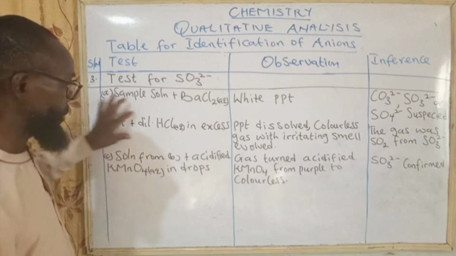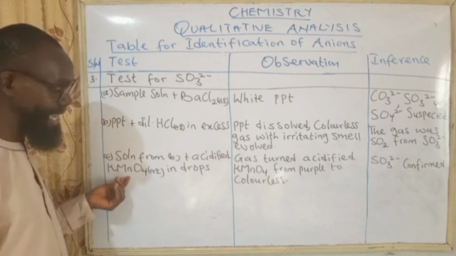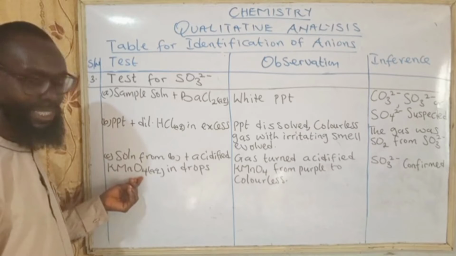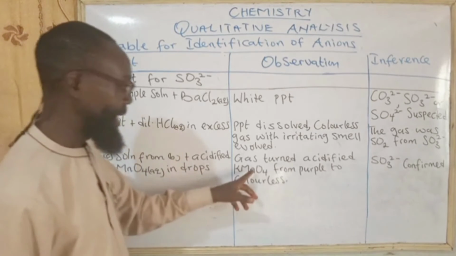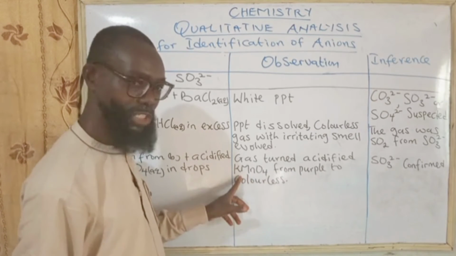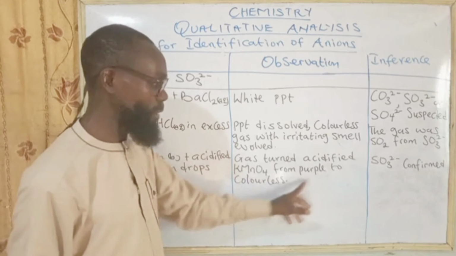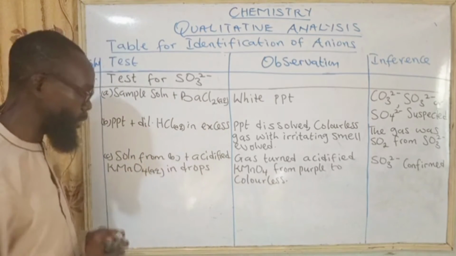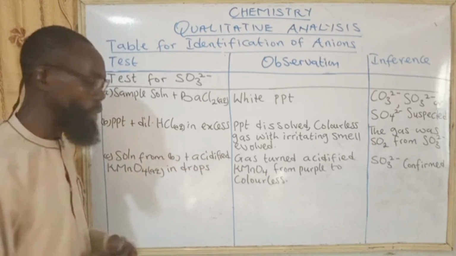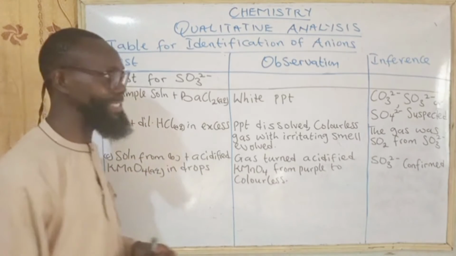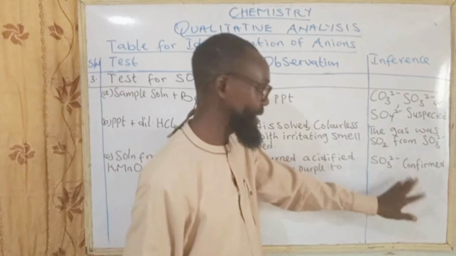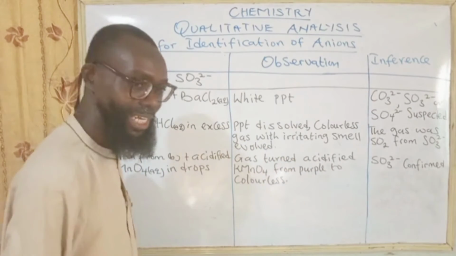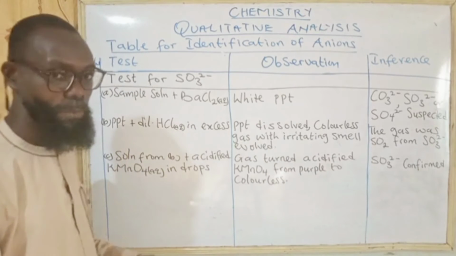The third part, solution from B plus acidified KMnO4 in drops, acidified potassium tetraoxomanganate VII in drops. The gas turned acidified potassium tetraoxomanganate VII from purple to colorless, meaning that the purple color of KMnO4 will turn colorless. When this happens, the inference is that SO3 2 minus is confirmed. It means that solution contained SO3 2 minus.